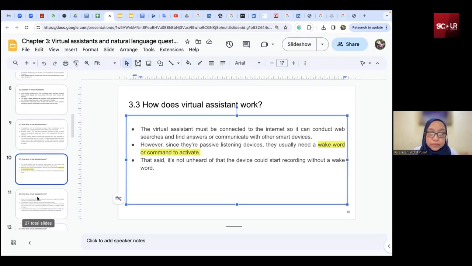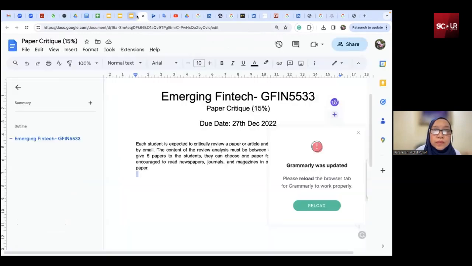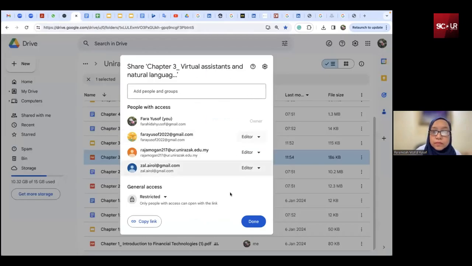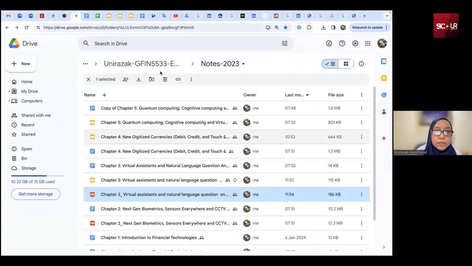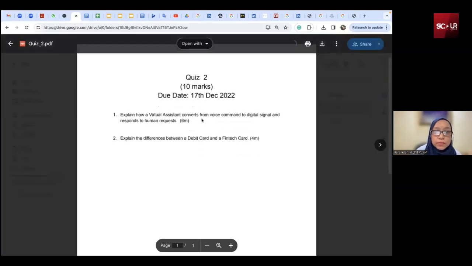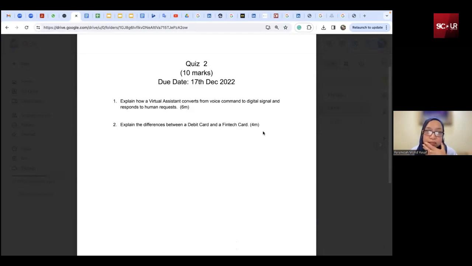So the quiz will be subjective or objective? Quiz, subjective. My quiz, for example, I just give you a sample. This is not the sample. This is, for example, like this. Explain how a virtual system converts. So, explain the difference between debit and credit card. This is a 6 marks example and 4 marks.